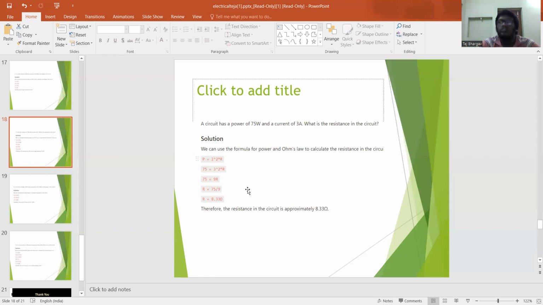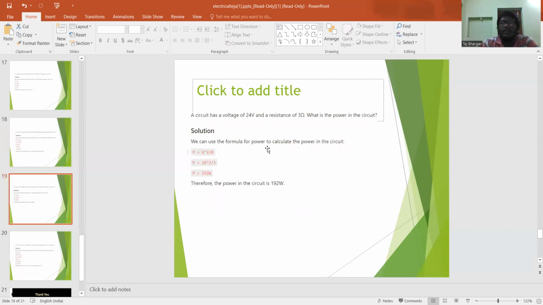Here we used two formulas. Two formulas majorly played a role here: P is equal to VI and V is equal to IR. Both these formulas majorly influenced this problem, which finally gave the resistance as 8.33 ohms. You know that the SI unit of resistance is ohms. So finally, we got the answer as 8.33 ohms.